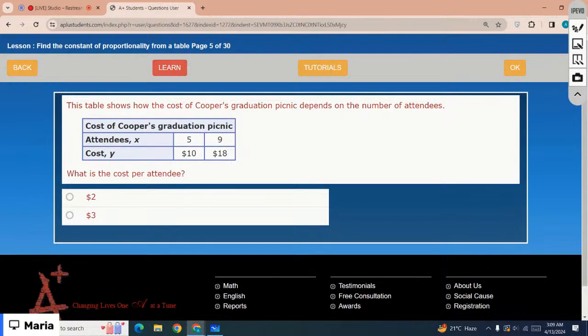This table shows how the cost of Cooper's graduation picnic depends on the number of attendees. What is the cost per attendee? Which is the correct option?